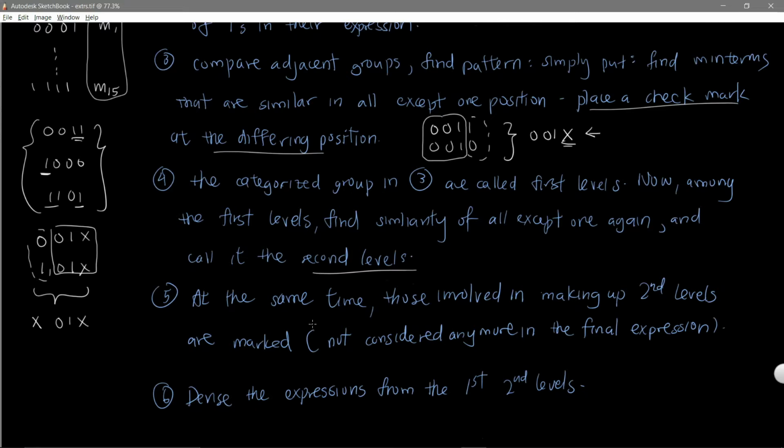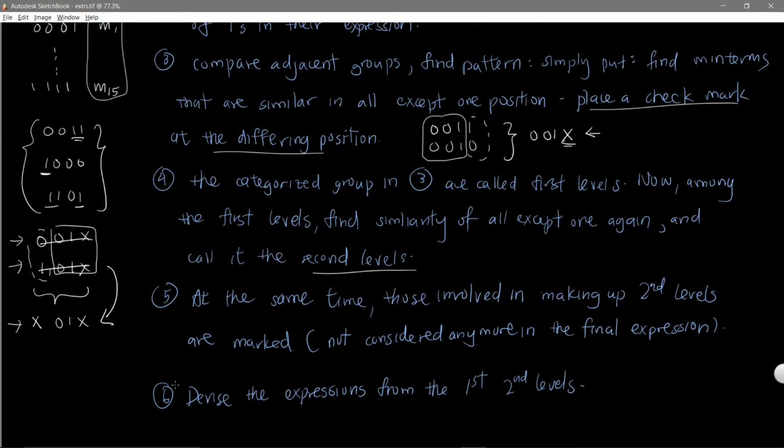Now at the 5th step, those first terms, let's say these 2 first level terms, are involved in making this second level term. Now you want to mark them out, you want to cancel them, and they will not participate in forming the expression. They will be represented by this one instead. And at the 6th step, you want to form the expression from the first and second level terms.